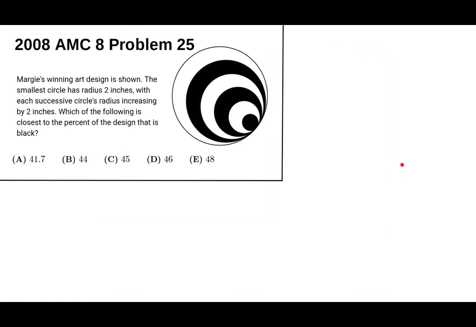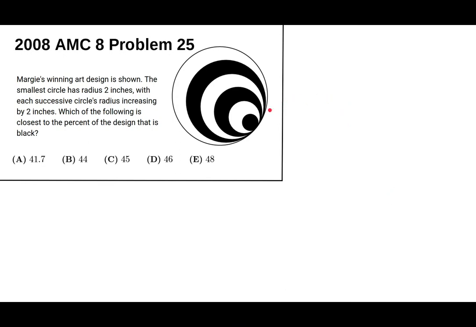Hi, today I'm going to be presenting 2008 AMC 8 problem number 25. Margie's winning art design is shown. The smallest circle has radius 2 inches, with each successive circle's radius increasing by 2 inches. Which of the following is closest to the percent of the design that is black?